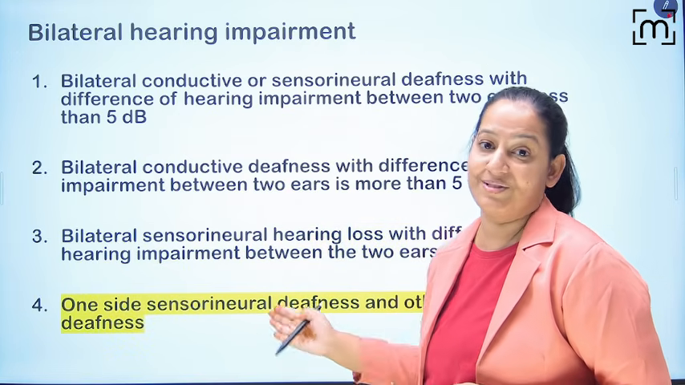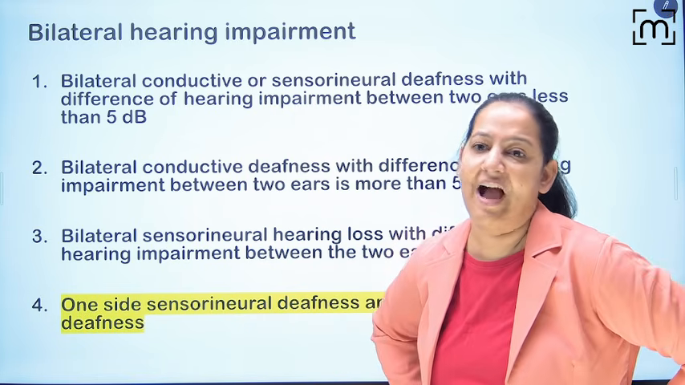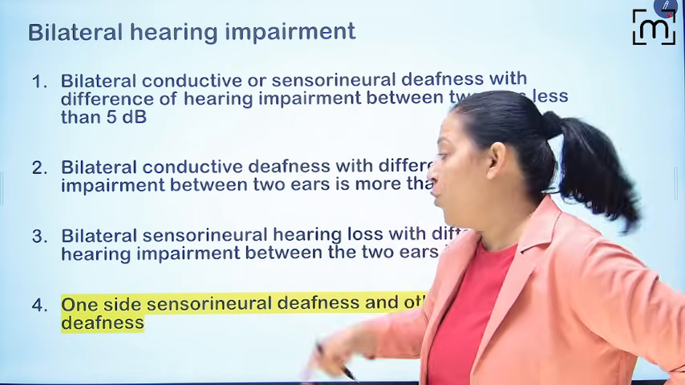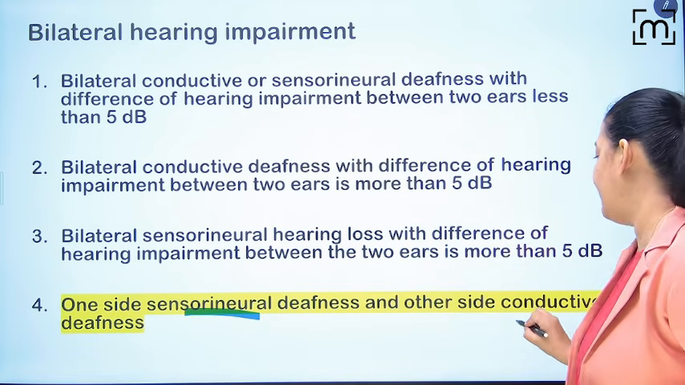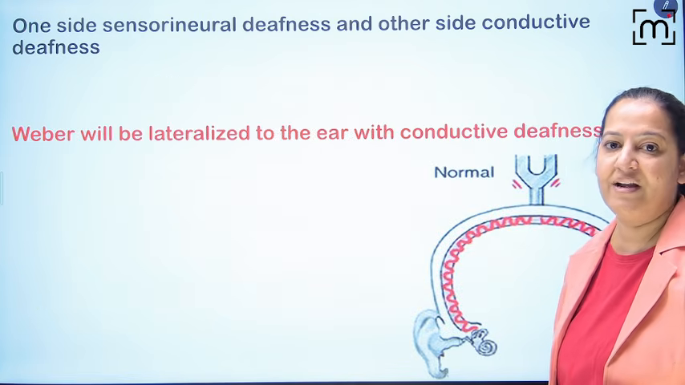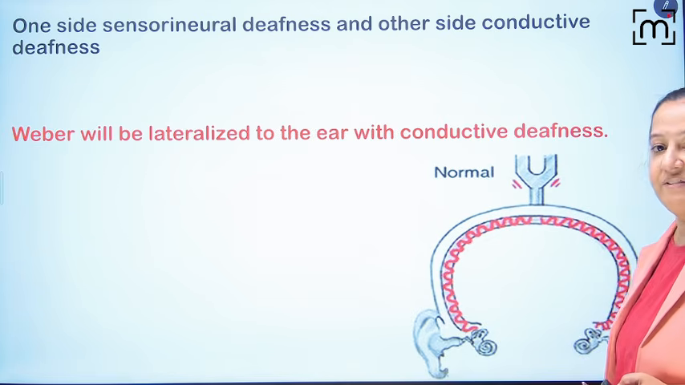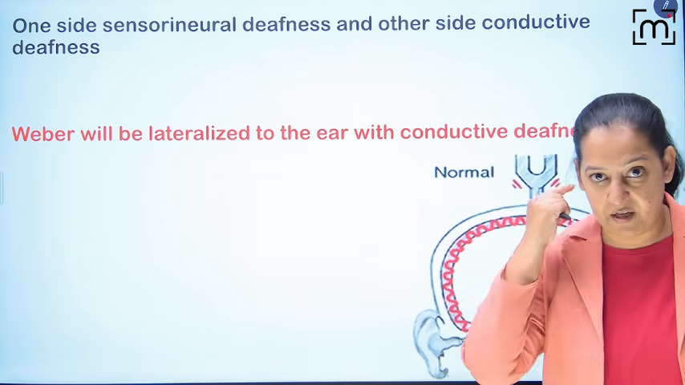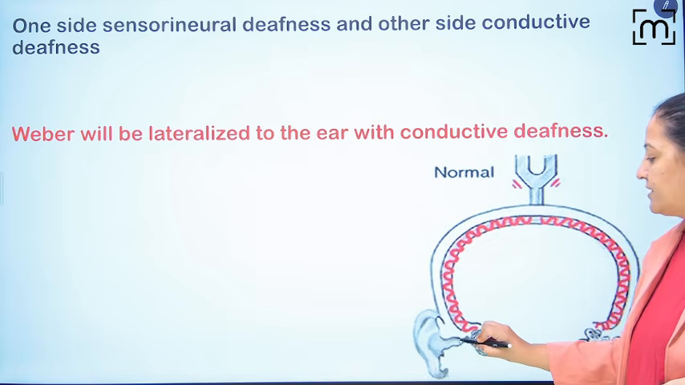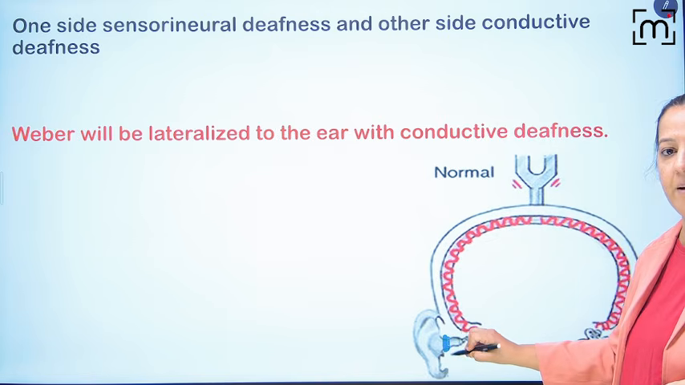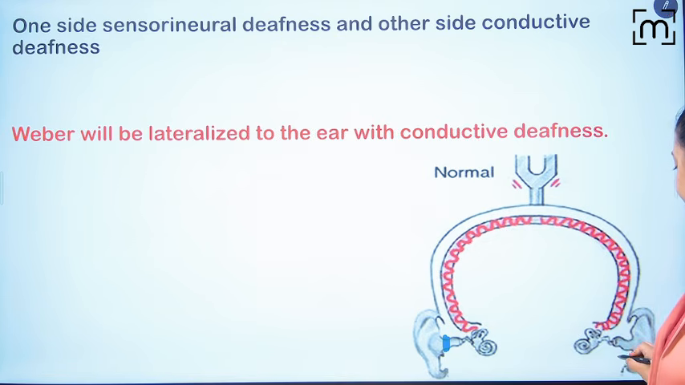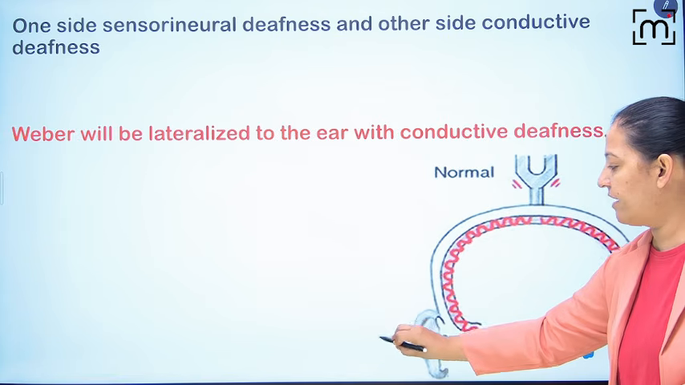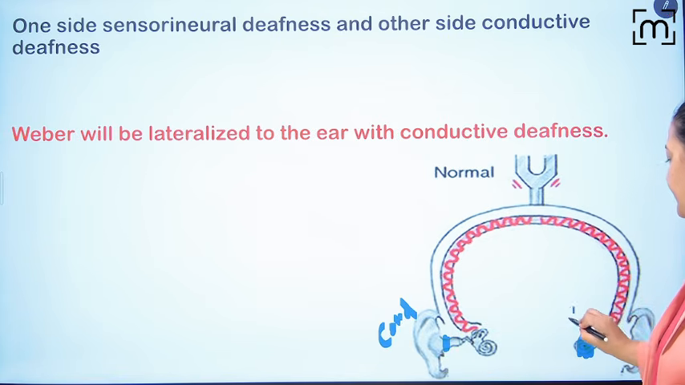Okay, and what happens now? The trickiest question. I guess most easiest and trickiest. One ear with sensorineural and other ear with conductive. What happens? One ear with sensorineural, one ear with conductive. Let's do here. Suppose this ear is having conductive, I'm drawing wax. And this ear is having sensorineural, I'm drawing cochlear lesion. So here conductive hearing loss and here sensorineural hearing loss.